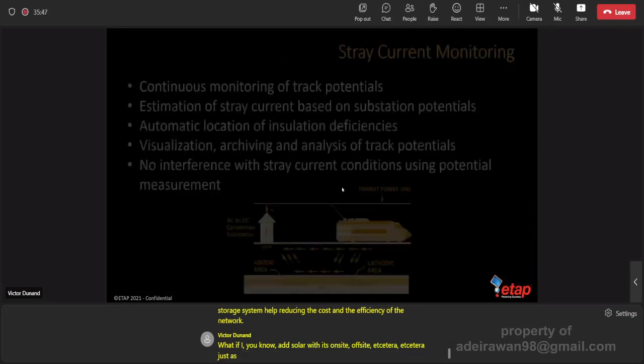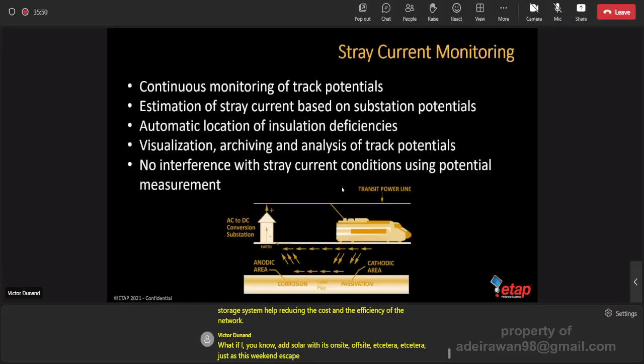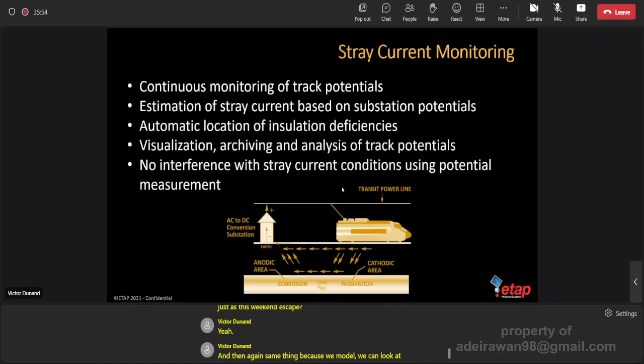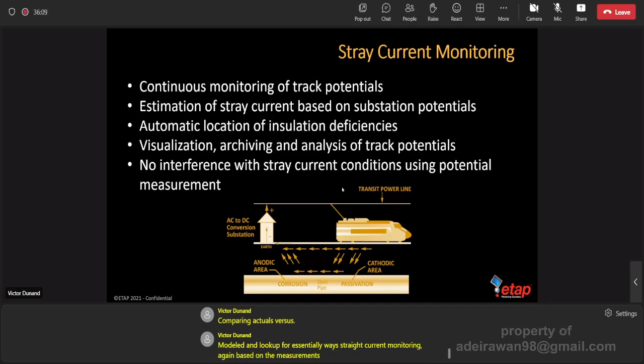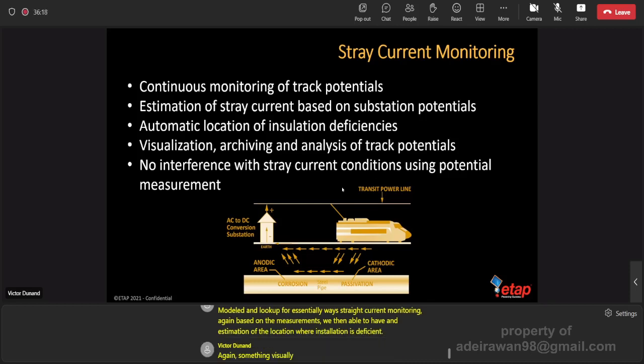Distance analysis we can skip. And then again, same thing. Because we model, we can compare actuals versus modeled, and look at what is essentially stray current monitoring. Based on the measurements, we're then able to estimate the location where the installation is deficient. Again, same thing: visualize, archive, and analyze through time.